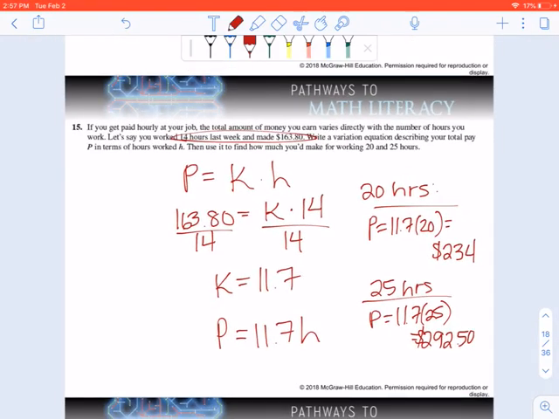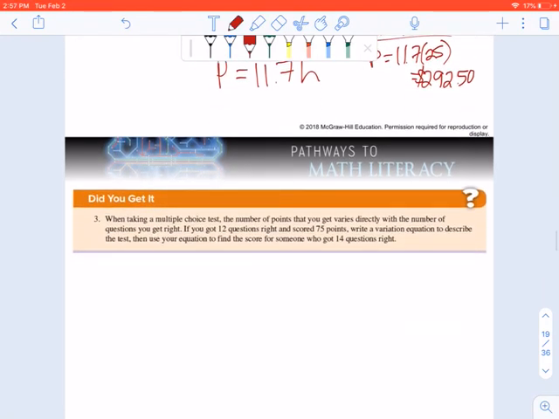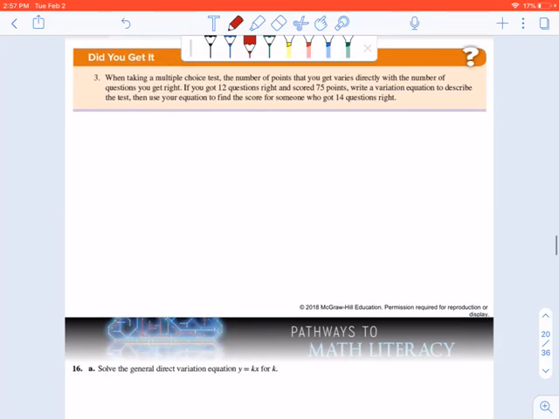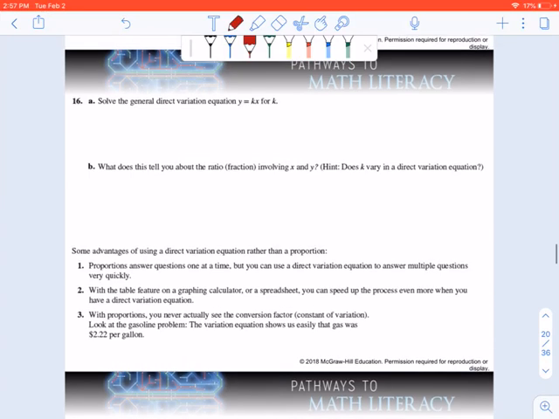So setting up this equation can help us figure out how much you would make for different amounts. It also helps you find that unit rate. Hint, hint, that's our unit rate, K. We're going to skip that, did you get it, and move on to 16. So 16 says solve the general direct variation equation, y equals kx, for K.